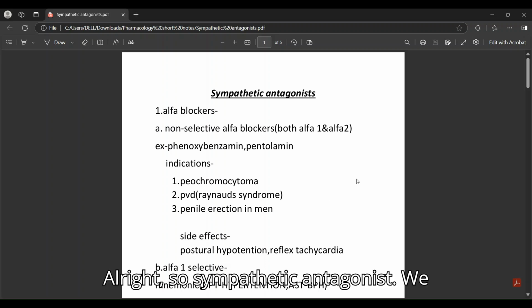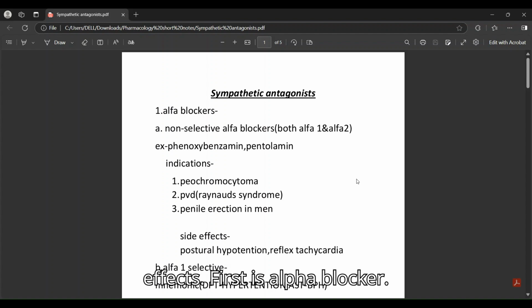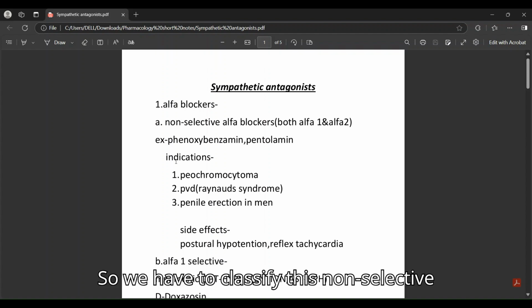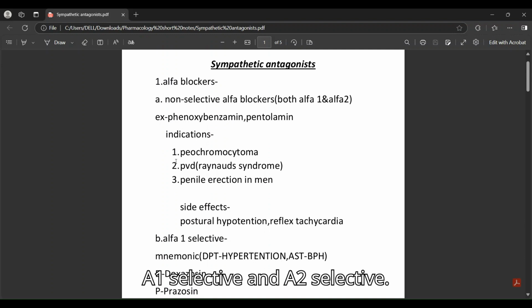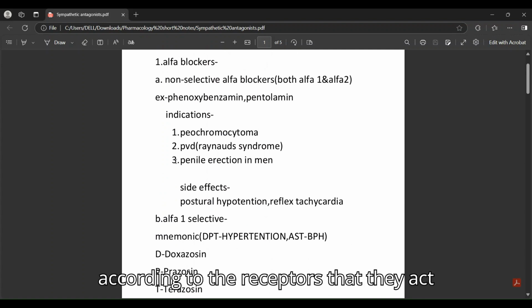Alright, so sympathetic antagonists. We have to talk about alpha blockers and beta blockers and their classifications and their indications and their side effects. First is alpha blocker. We have to classify it as non-selective, alpha 1 selective, and alpha 2 selective. These are classified according to the receptors that they act on.